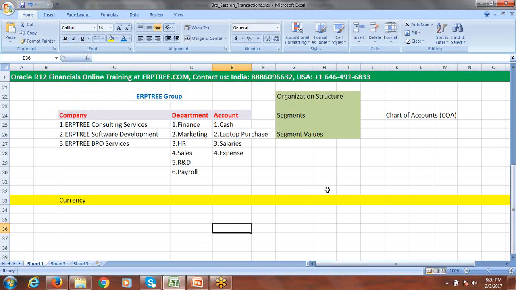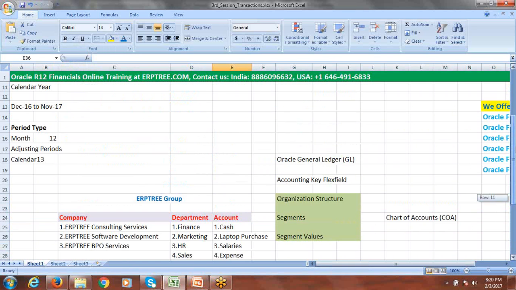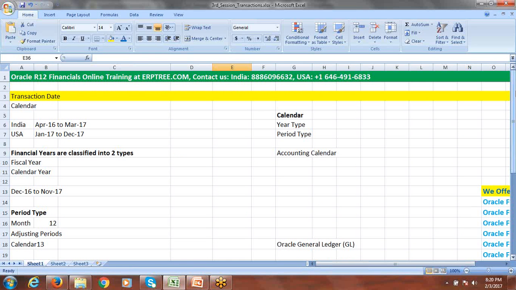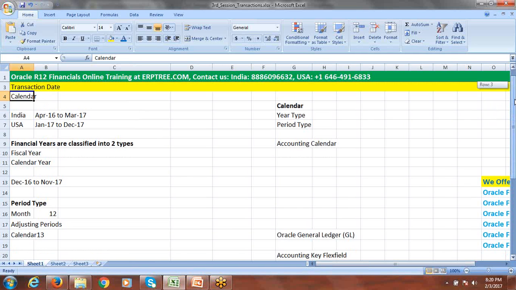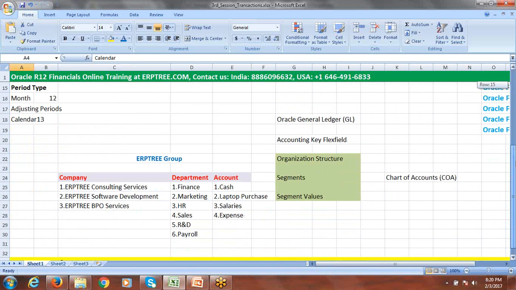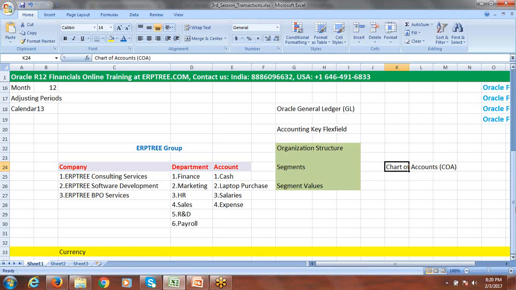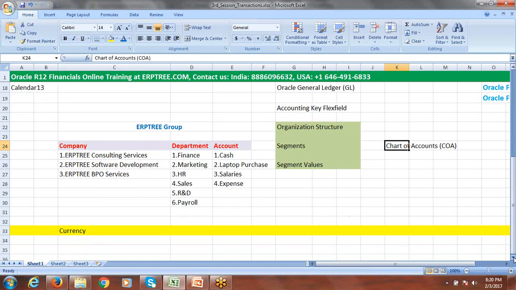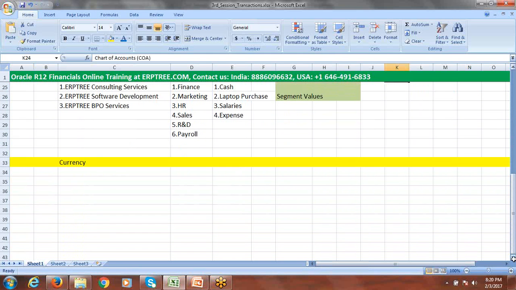Currency. Fine. For the transaction date, we have a calendar. To capture the detailed information of the transaction, we have a chart of accounts. Now, when we are entering the amounts in the system, the amount should be represented with the currency.